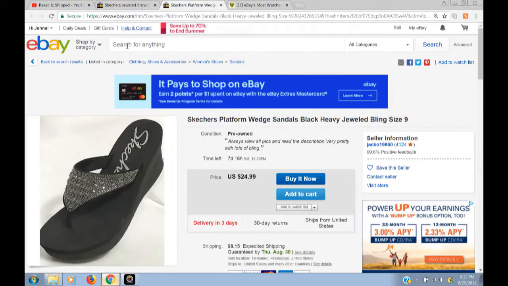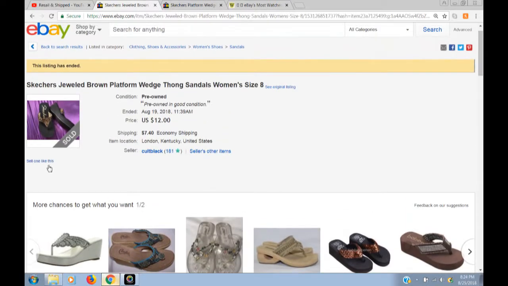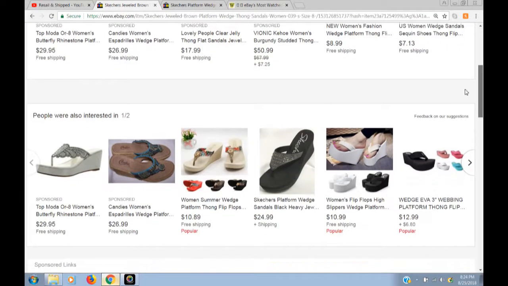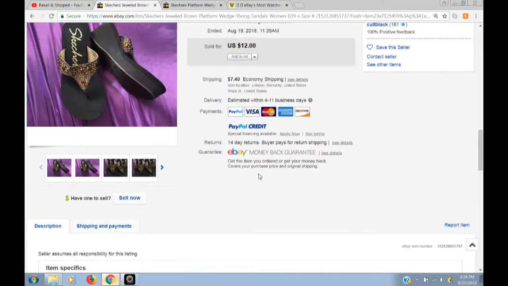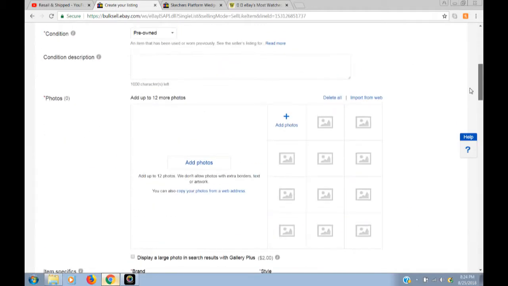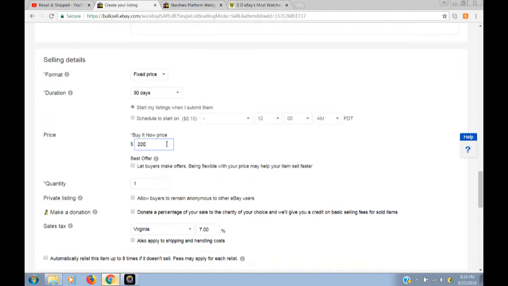Let me get rid of this. I don't need that right now. So I will take this listing because they are brown and do sell one like this. But mine are brown too, I think. So they're a little different. Okay, so then I will just go down and decide that I'm going to do $20 for my Buy It Now price with free shipping.